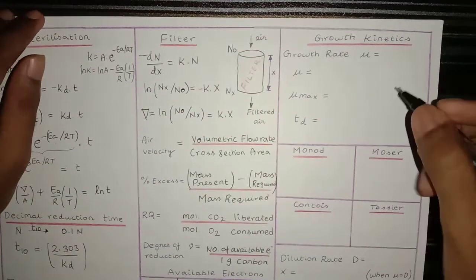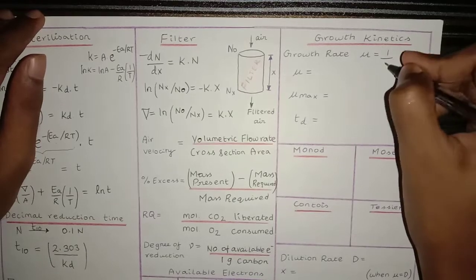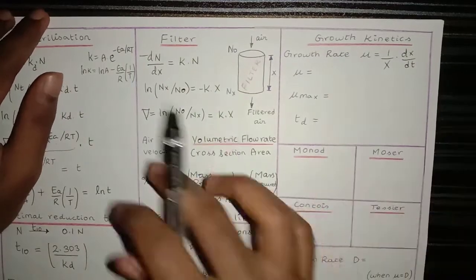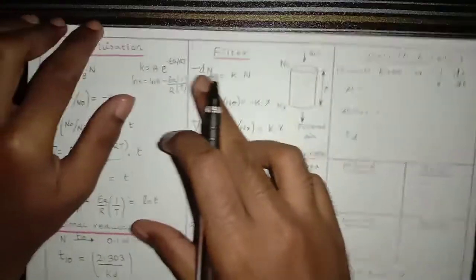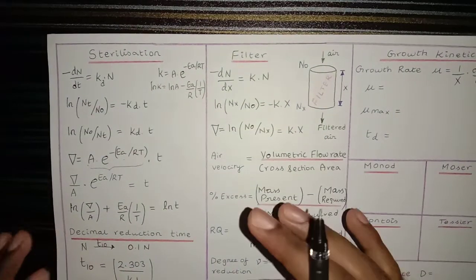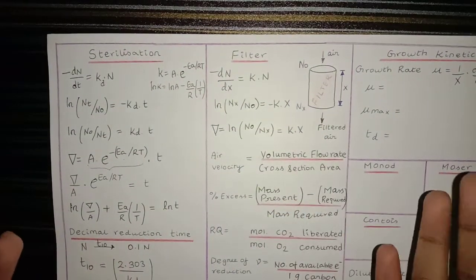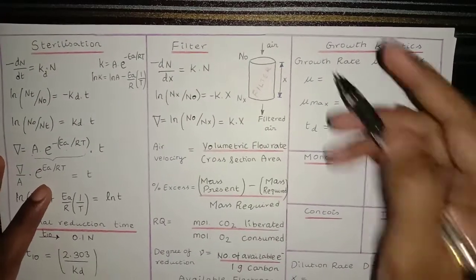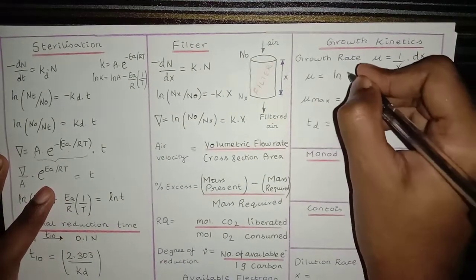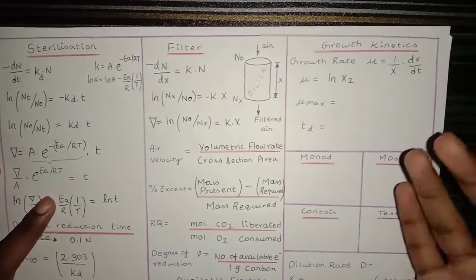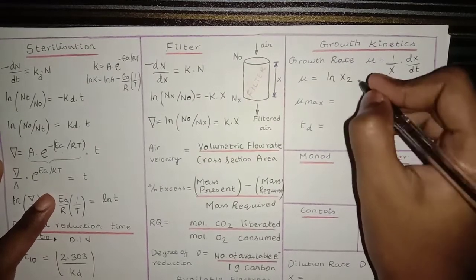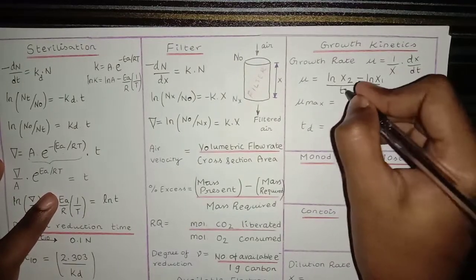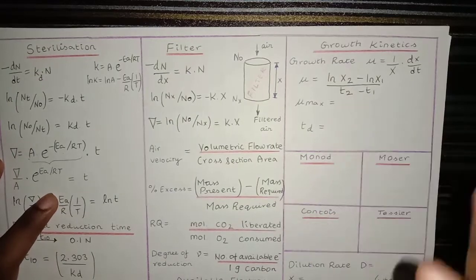Growth kinetics, mu, is given by 1 over x dx over dt. We integrate similar to this. One difference is in both sterilization and filtration the change in cells would be negative, that is cells die. In growth, cells grow, number of cells increases, therefore it's positive. Therefore mu is given by ln of x2, where x2 is the concentration of cells after time t, minus ln of x1, the initially present cell concentration, divided by t2 minus t1, the final time and initial time.